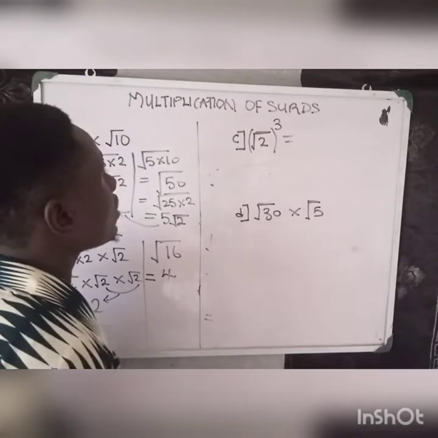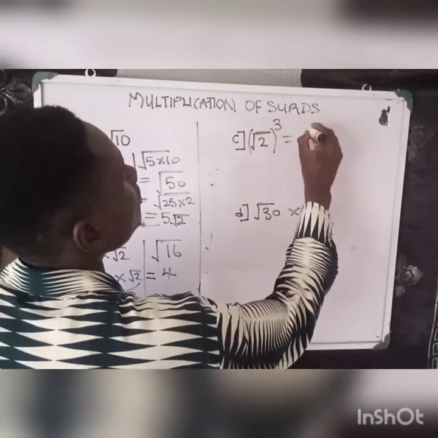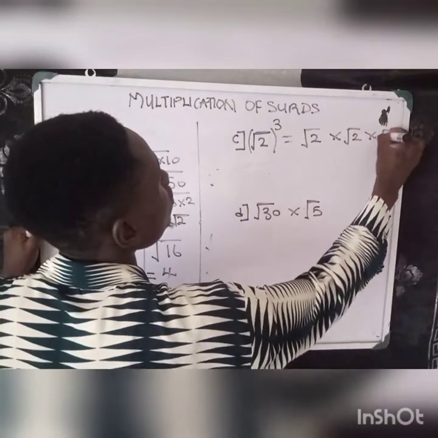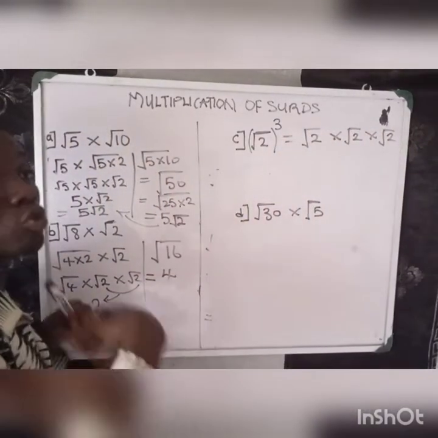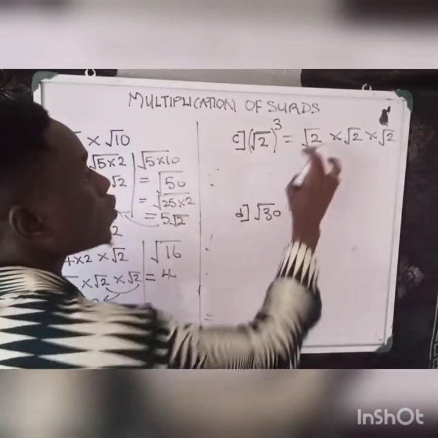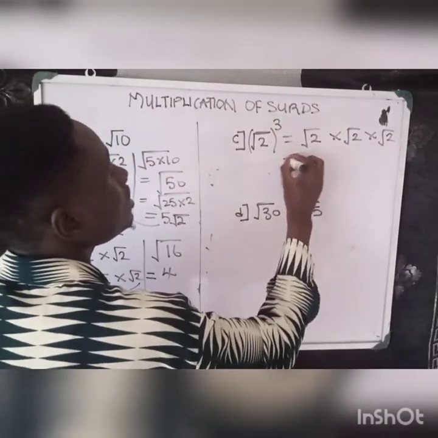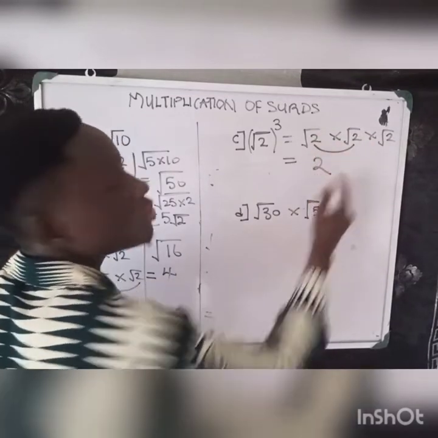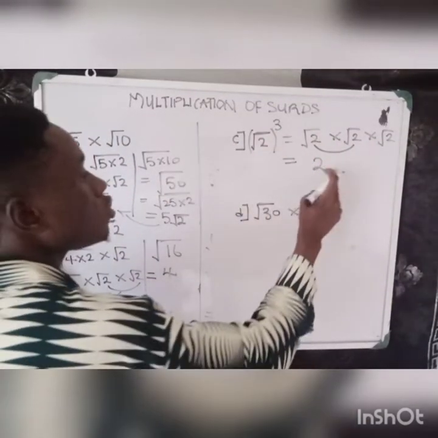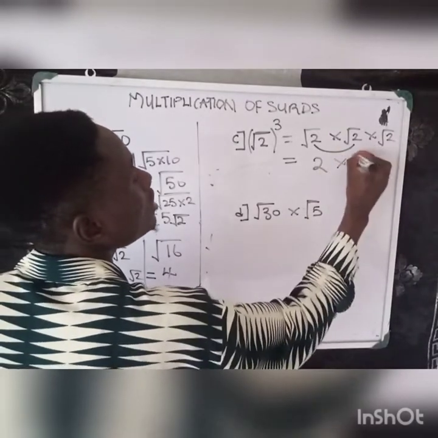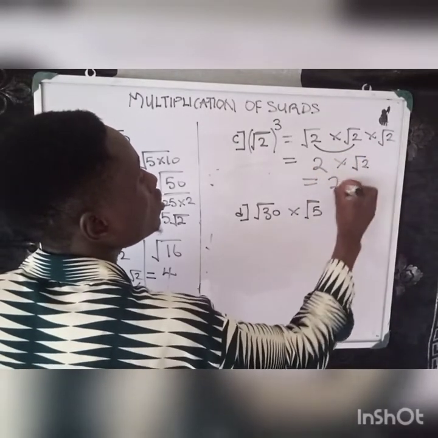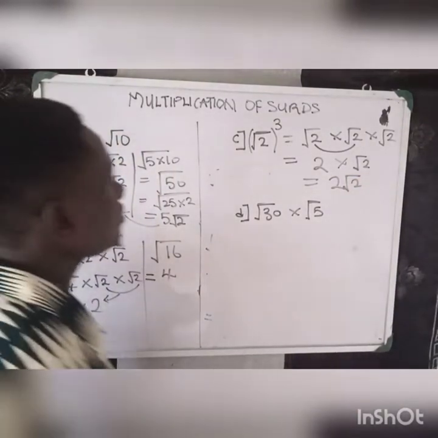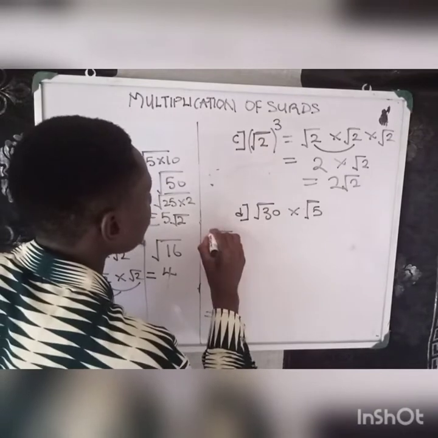Now let's take a look at question C. We have square root of 2 times square root of 2 times square root of 2. That's what this means. Whenever you have a power, you multiply the number of times: 1, 2, 3, which is this 3 here. Since they are equal, root 2 times root 2 is 2, then times this root 2 here. So this gives us 2 root 2, the answer.